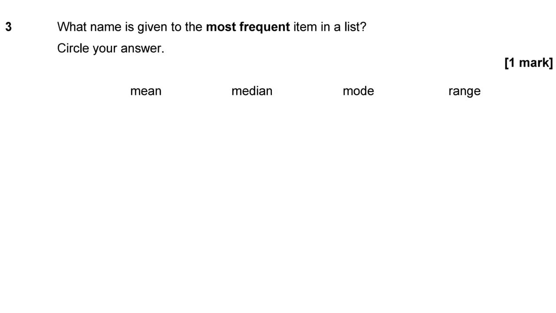What is the name given to the most frequent item in a list? Circle your answer. Is it the mean, the median, the mode, or the range? Well, mode means most, median is middle, and mean is where you add them all up together and divide by how many you got. So it's that one, mode.